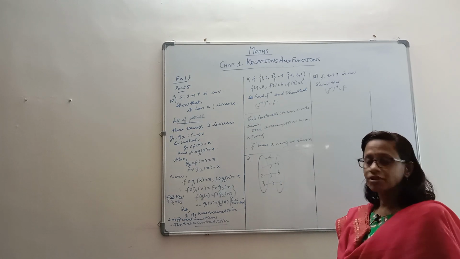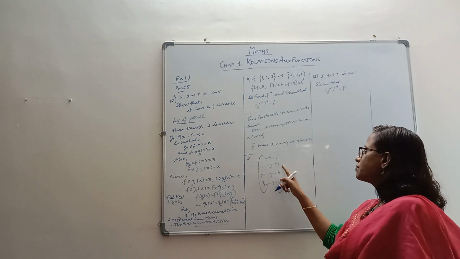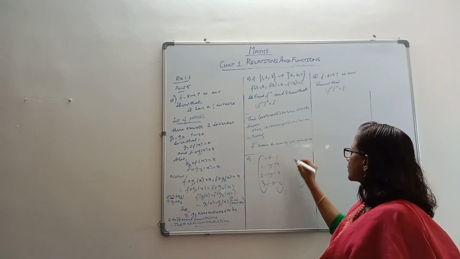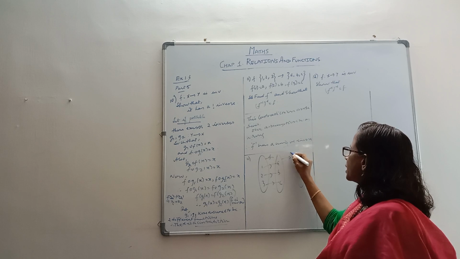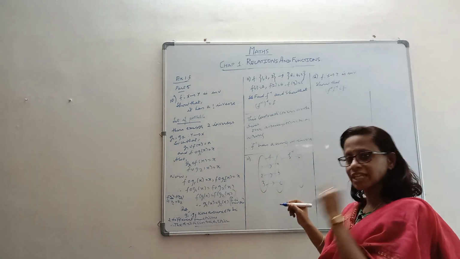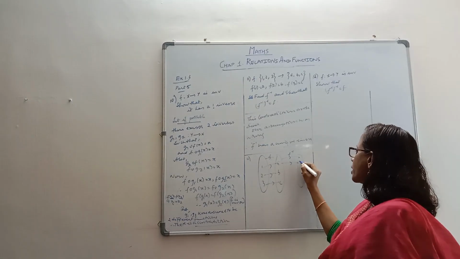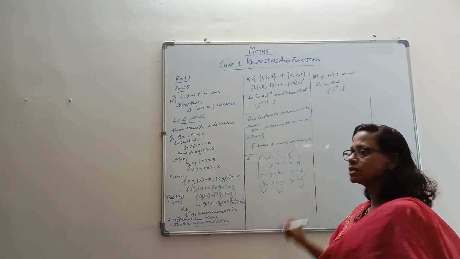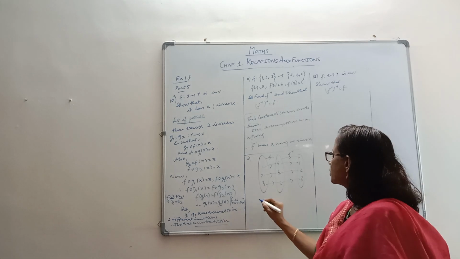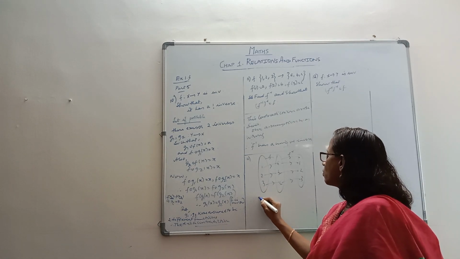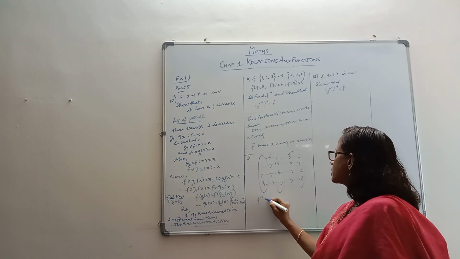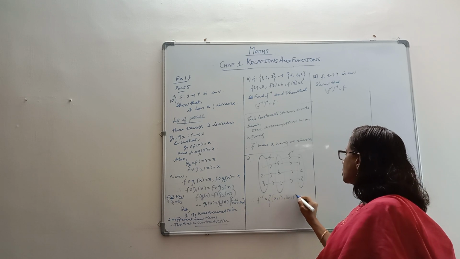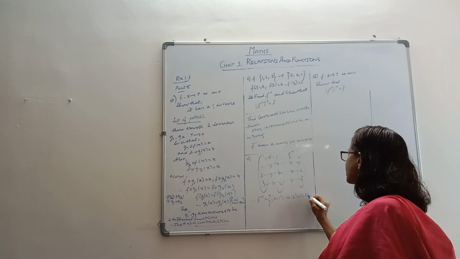Find f inverse. f inverse means what? That this function should come back. You have to define f inverse, which means from where it started, there only it should come. A should come to 1, B should come to 2, C should come to 3. That is f inverse. So find f inverse. Therefore, f inverse is equal to A1, B2 and C3.